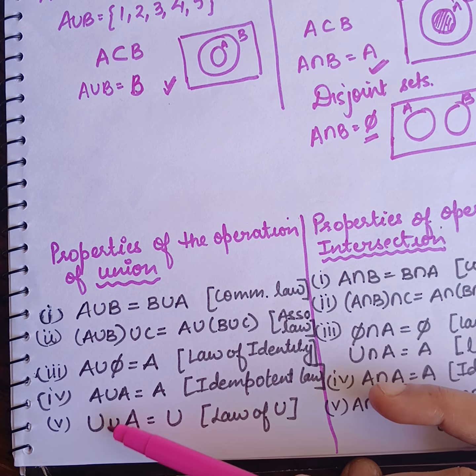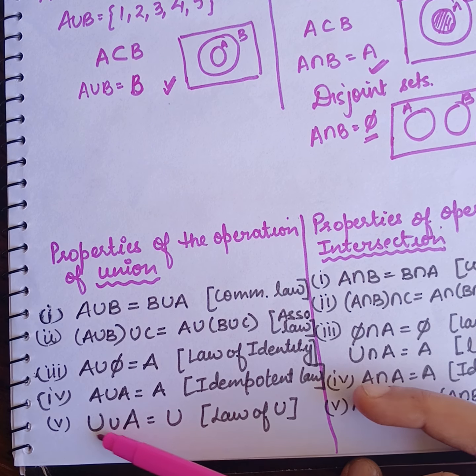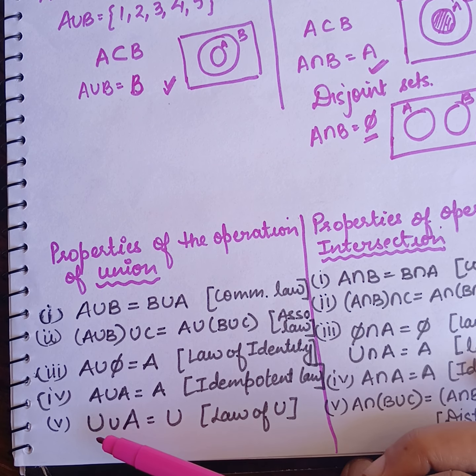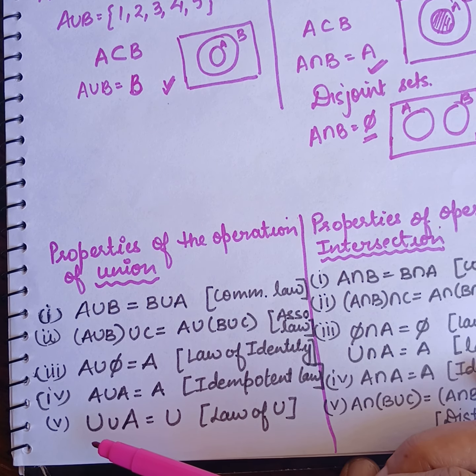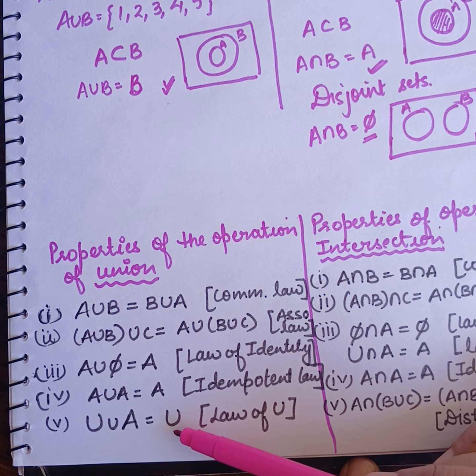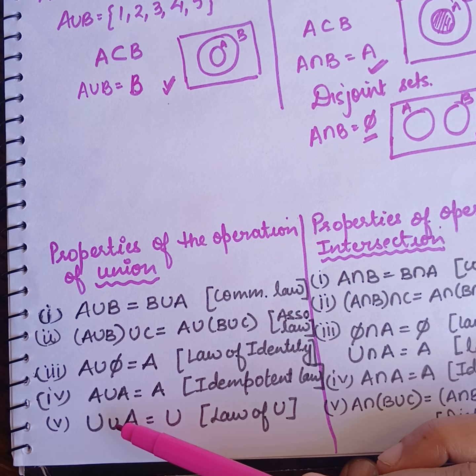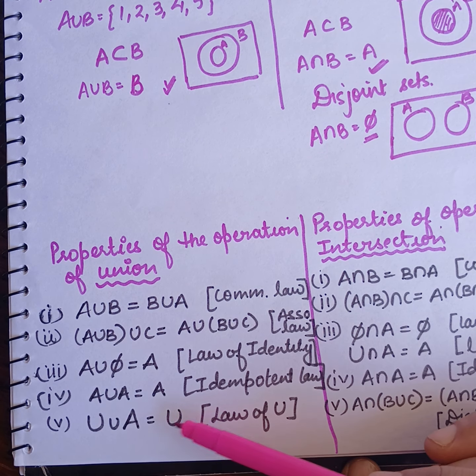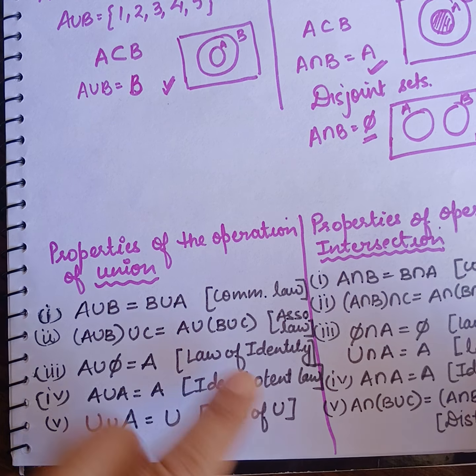Then universal set union A. Now from these two, the bigger set will obviously be the universal set. The universal set is the biggest set of all. So the answer will be U, because in case of union, the bigger set will come, and in case of intersection, the smaller set will come. So this is called the law of U.